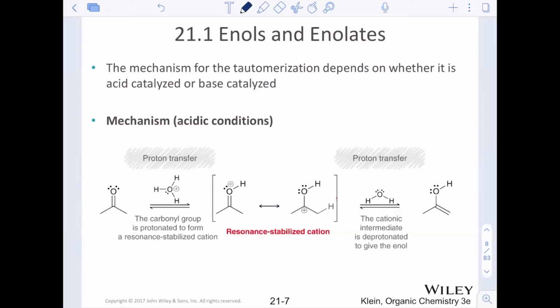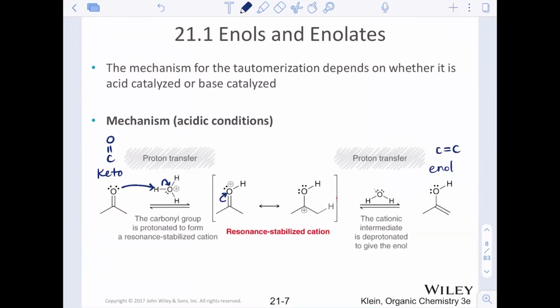Here's the first one, for an acid catalyzed tautomerization from the keto form to the enol form. We just simplify ketone here for the keto, meaning the carbonyl form, right? And the enol, meaning the carbon-carbon double bond form. All right, so protonation, right? We're going to protonate that oxygen of the carbonyl, and then this creates resonance, a resonance stabilized carbocation at the carbonyl position.